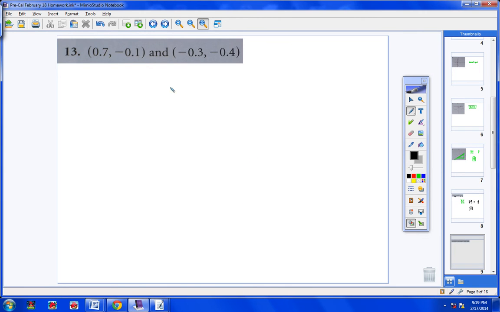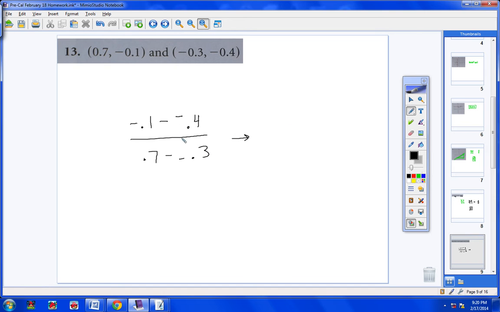All right, number 13. Y minus y over x minus x. Well, here's your first y and here's your second y. So -0.1 minus -0.4 all over x minus x. Here's your first x, here's your second x. So 0.7 minus -0.3. All right, so here we go. Let's see what we get.